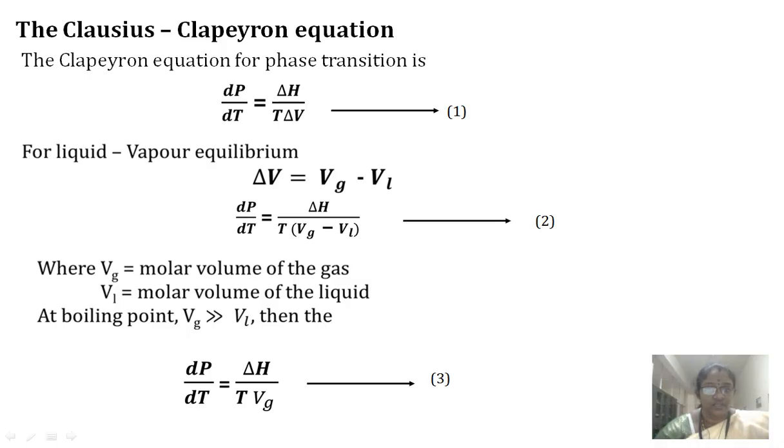The Clapeyron equation for the phase transition is dP by dT is equal to del H by T delta V. For liquid-vapor equilibrium, del V is equal to Vg minus Vl. So we can substitute Vg minus Vl in the above equation, then we will get dP by dT is equal to del H by T (Vg minus Vl). Vg is molar volume of the gas and Vl is molar volume of the liquid. At boiling point, Vg is greater than Vl, so we can neglect Vl because of its small value. So dP by dT is equal to del H by T Vg.